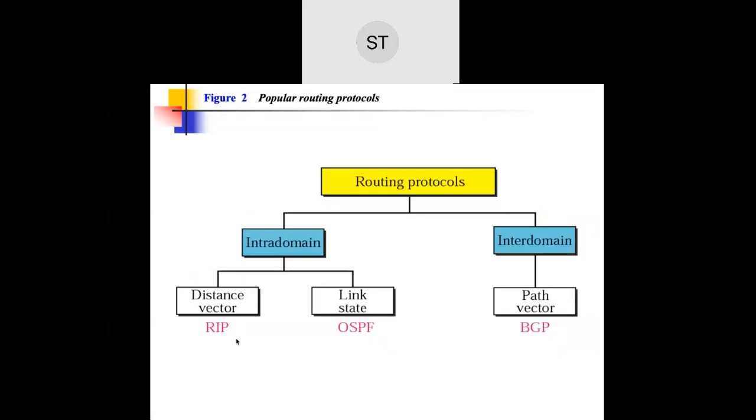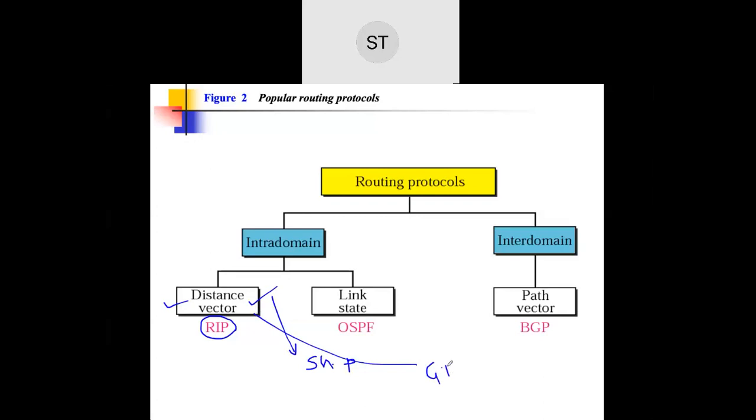So that we'll see. Intra-domain is distance vector, that is Routing Information Protocol. Distance vector depends upon the hops, it will take the decision and forward the packet. So always it tries to find the shortest path. So here, what we have discussed is that graph theory is essential.